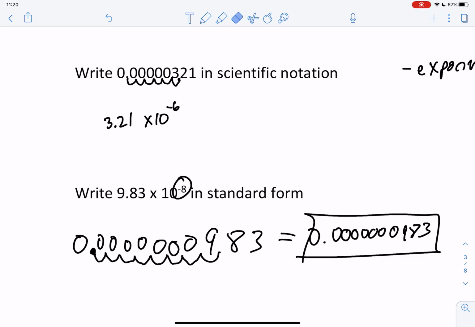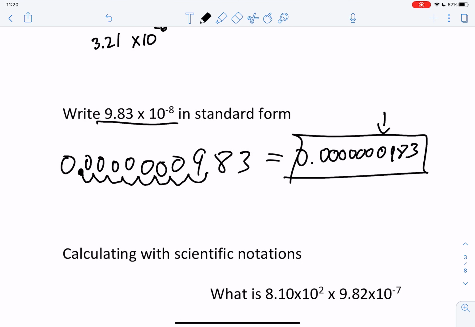So hopefully you can kind of start to see it's a lot easier to write it like this, 9.83 times 10 to the negative 8, than it is to write it like this. Because this is just kind of lengthy, and it's a lot easier to get your zeros mixed up, right? It's a lot easier to write 6 zeros when you should have written 5. So a lot of times we just put it in scientific notation because it's easier to write out and less likely to make mistakes.